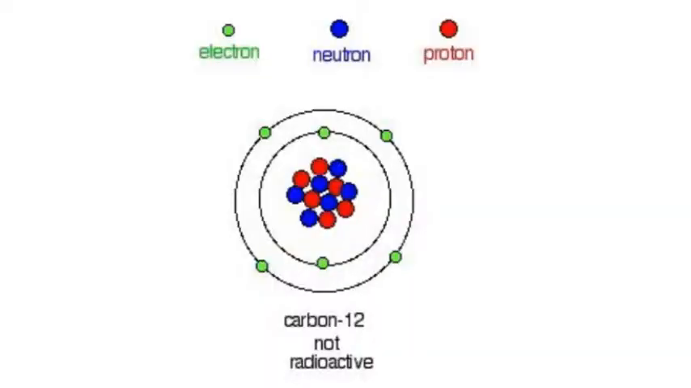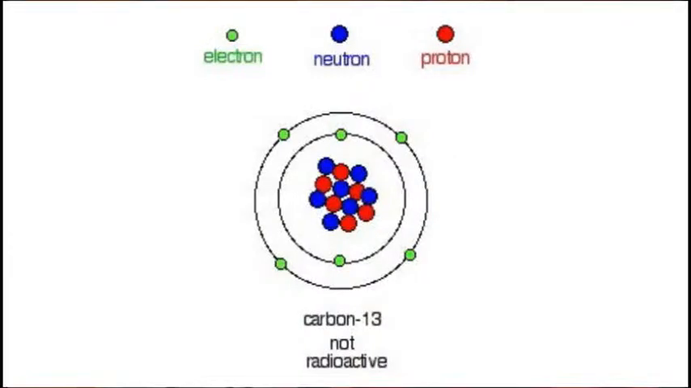But not all carbon atoms are the same. We have carbon-12. The 12 is the nucleon number, the total number of protons and neutrons in the nucleus. As we know, the proton number is 6, so we can calculate that the number of neutrons is 6. 12 minus 6 equals 6.